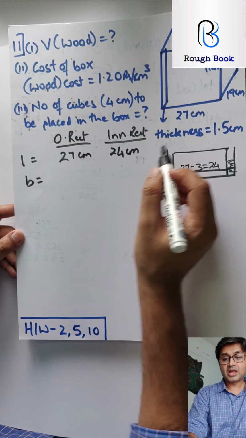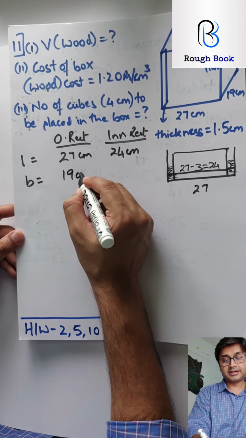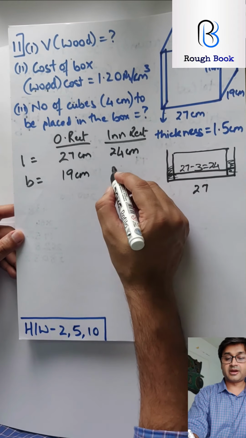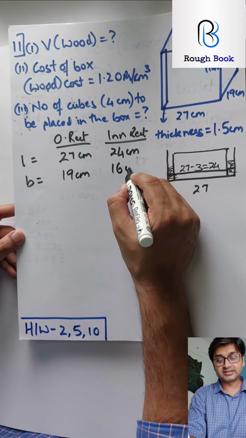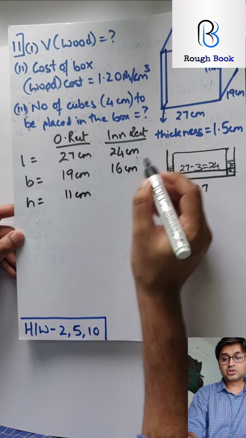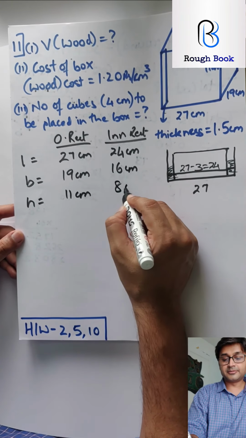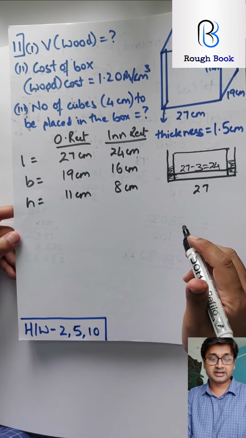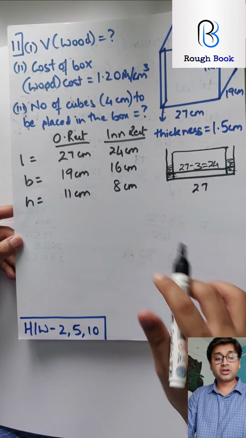Likewise breadth, outer rectangle 19, so inner will be minus 1.5 minus 1.5, so minus 3, that is 16, and height is 11. So inner height will be 8 because you are subtracting 3 everywhere because of the thickness of the wood that is there. Okay. Now what is the cost?